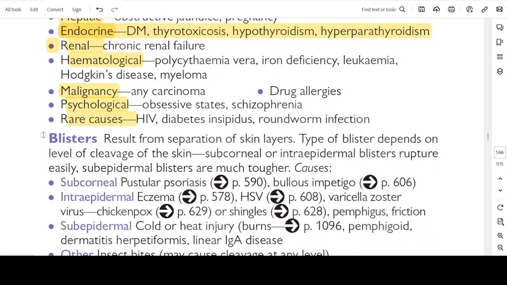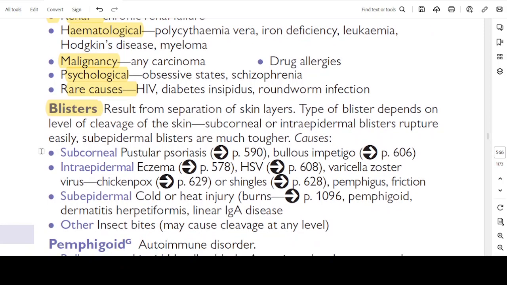Blisters result from separation of the skin layers. The type of blister depends on the level of cleavage of the skin. Subcorneal or intraepidermal blisters rupture easily. Subepidermal blisters are much tougher. Causes are, subcorneal: pustular psoriasis and bullous impetigo. So they are flaccid blisters and easy to rupture.